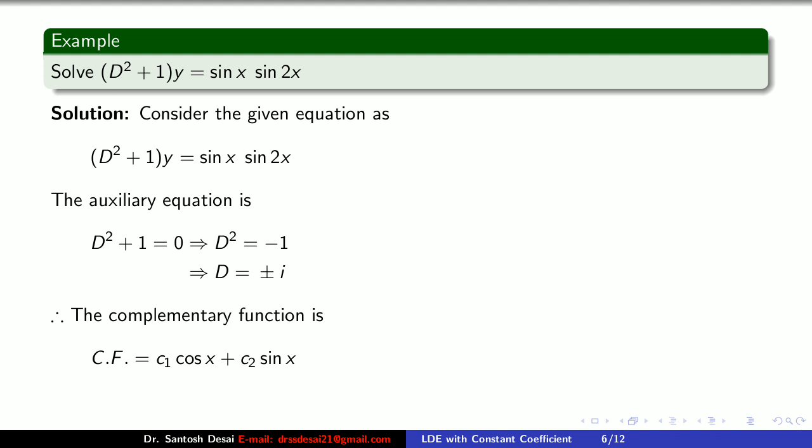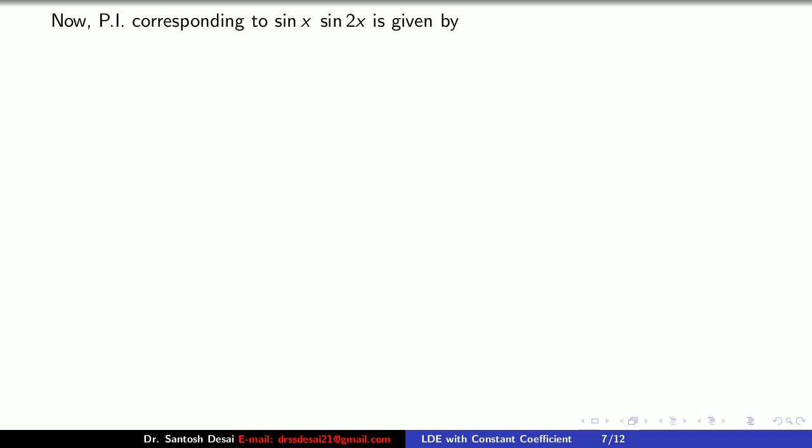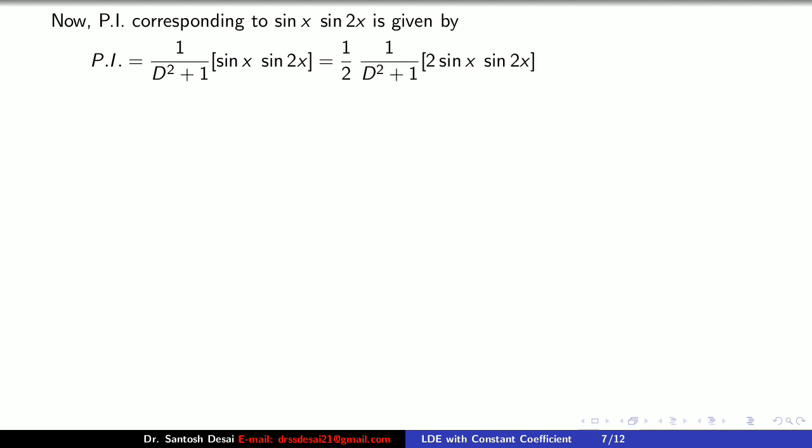Now we find the particular integral corresponding to sin x into sin 2x. So let us consider PI is equal to 1 upon D square plus 1 into sin x into sin 2x. So let us adjust the term first. So you get 1 by 2 into 1 upon D square plus 1 into 2 times sin x into sin 2x. Now we know the formula for 2 times sin a into sin b. So by applying that we get 1 by 2, 1 upon D square plus 1.